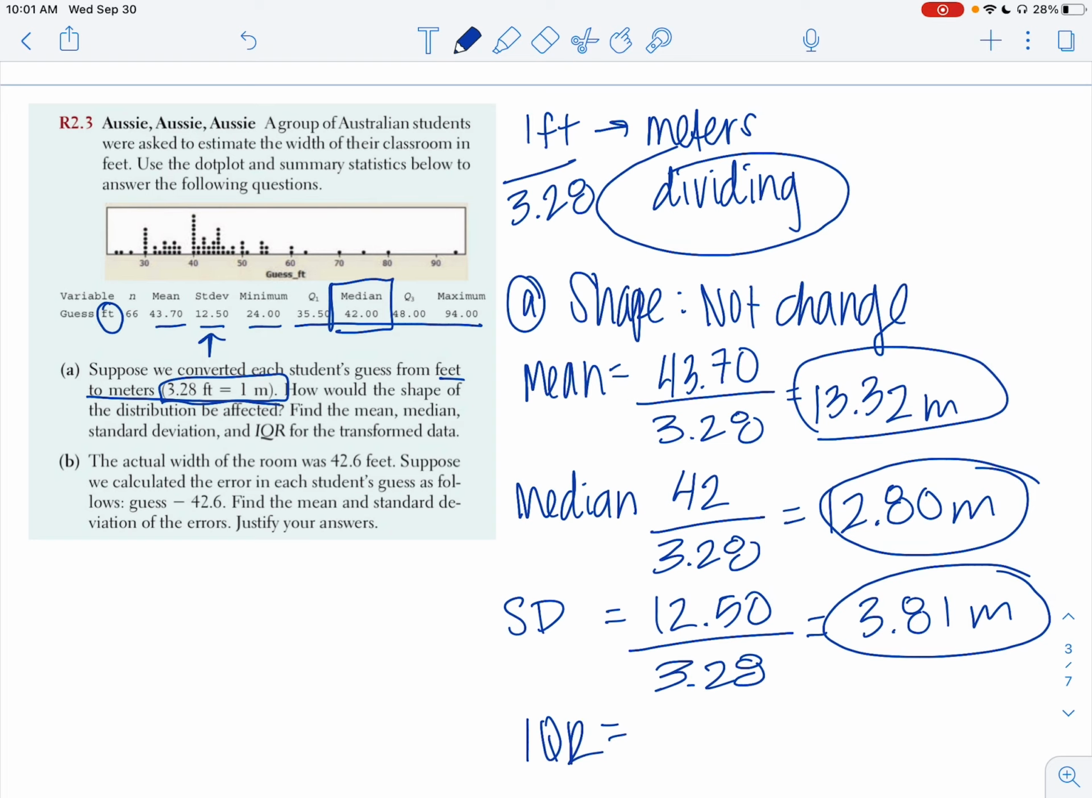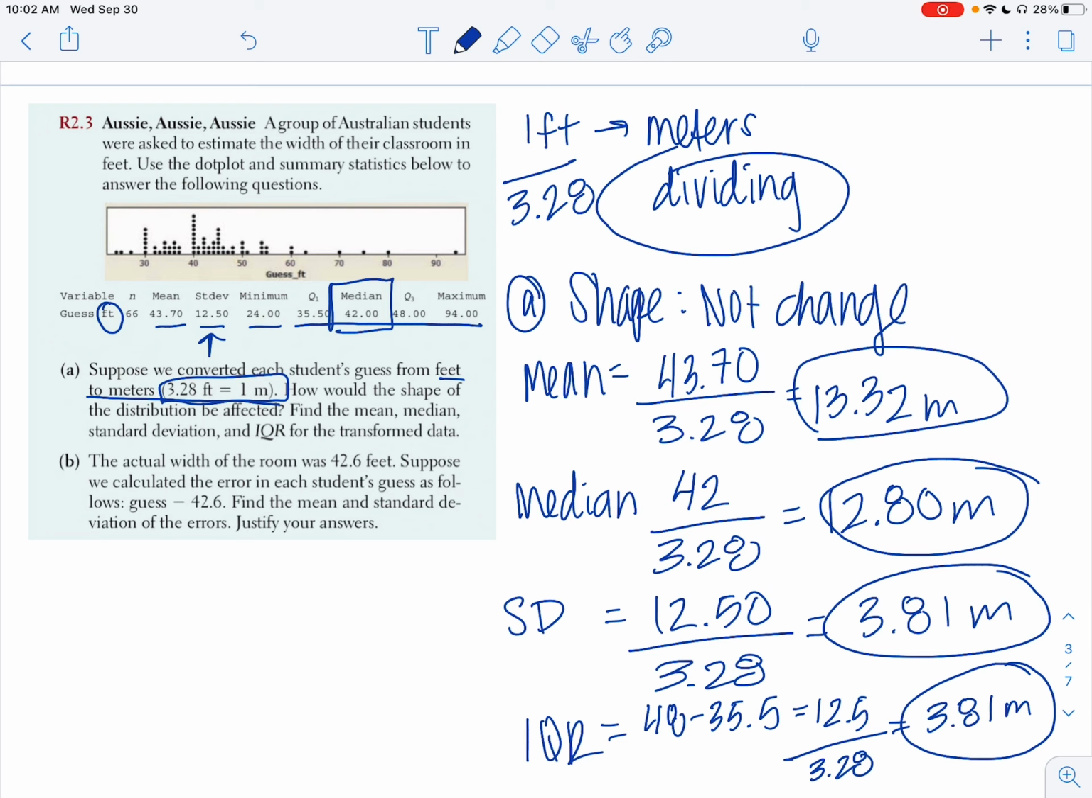So our previous IQR, if we calculate it real quick, we have 48 minus 35.5, which is 12.5. We want to take that and divide it by our conversion factor as well. And that's going to give us 3.81 meters for our IQR. All right, and that's all of part A.